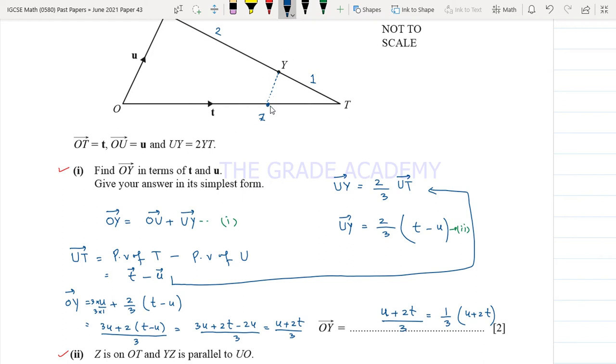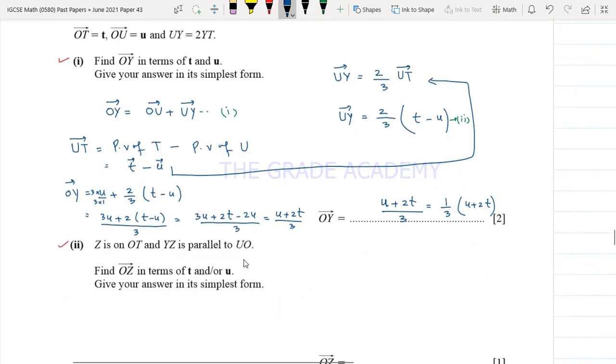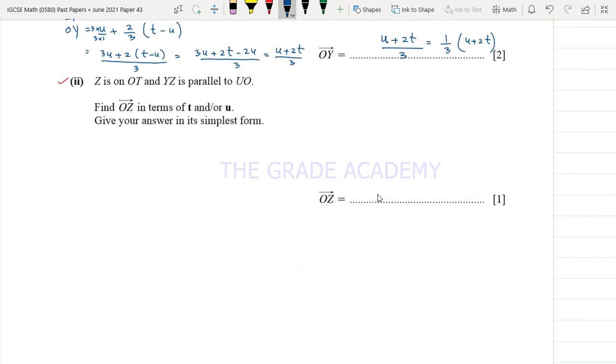Okay, so O to Z. If we divide it into roughly 3 equal parts, then O to Z is 2 out of those 3 parts. So OZ is simply 2 by 3 of T. So OZ is 2 by 3 of T, the vector T.